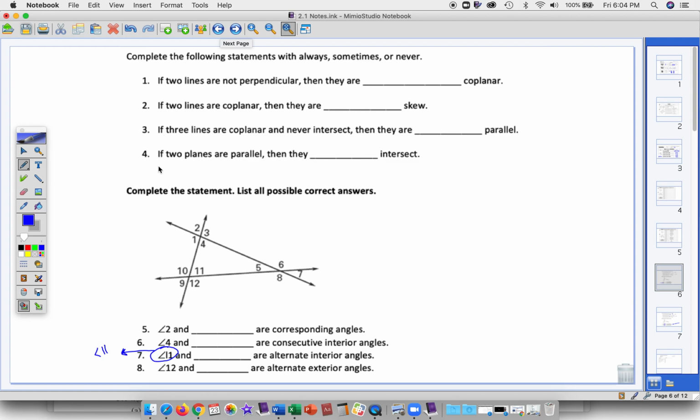Okay, now we've got some always, sometimes, never questions, and then some more with our angle pairs. So go ahead and try these. Pause the video again. When you're done, come back and we'll compare answers. Just take note here in number 7, I believe this is supposed to be angle 11. We're going to go with angle 11.